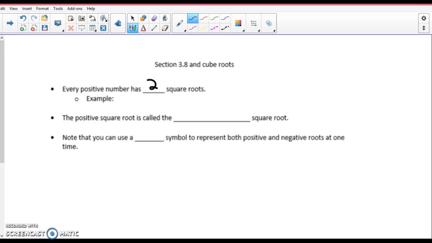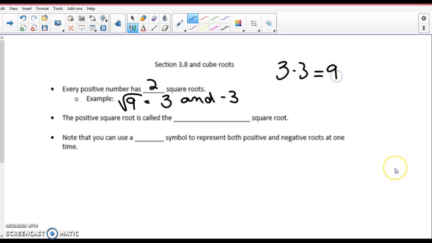square roots. For example, isn't the square root of 9 3 and negative 3? And this is why. Isn't 3 times 3 9? So the square root of 9 is 3. And isn't negative 3 times negative 3 also 9?